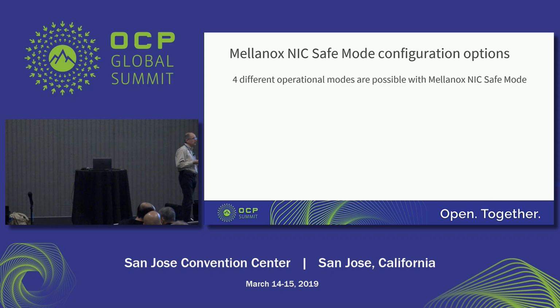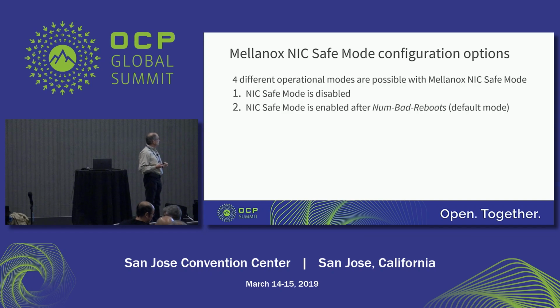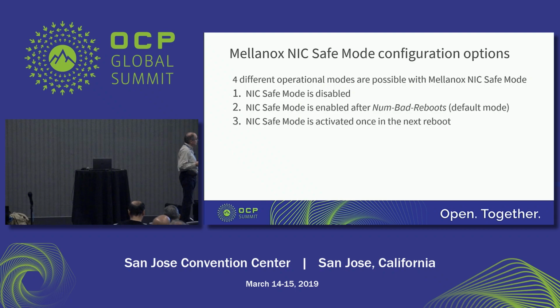So there are 4 operating modes, of course. Like any new capability, sometimes you want to be able to control various operating modes of that new technology. The first, of course, is if you don't want it, you can disable it. That's trivial. You can enable it after a pre-configured number of bad reboots, be it 1, be it 100. I don't care. You have the span. And you can configure that number. And you can even set it only once. Now, you may think, why do I want to do that, right? It makes no sense. Why do I want to do it once?